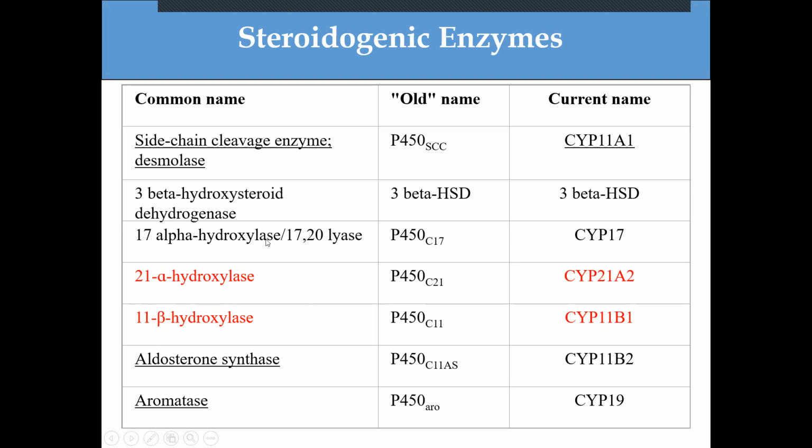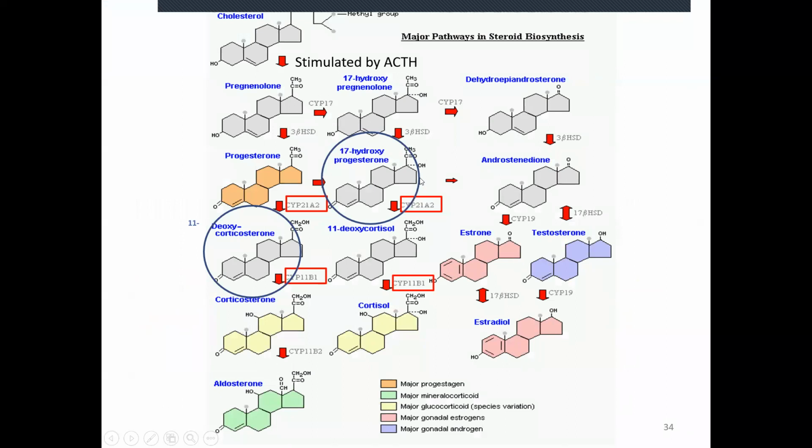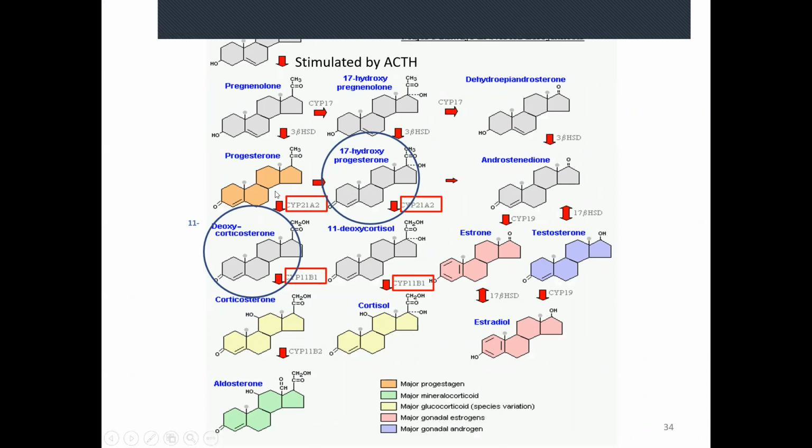But the ones that we're going to focus on for the lecture, and that you're most likely to be asked about for your MOL final, are these 2 enzymes over here, 21 alpha hydroxylase and 11 beta hydroxylase. And these are just the names of those enzymes. So here we have the process of making the steroid hormones. You can see that we have those 2 enzymes highlighted, A2 and B1, because they're the enzymes that you need to focus on.